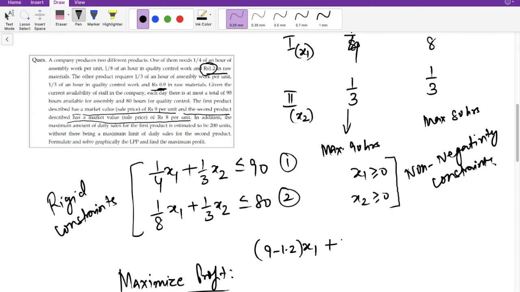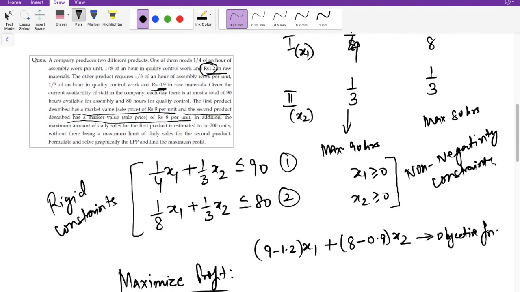Similarly, the profit per unit on the second product is 8, but the investment in the raw material is 1.9, minus 1.9, sorry, it's 0.9. So it is (8 minus 0.9) x2. And you want to maximize it, so it is your objective or objective function. It's a mathematical expression, that's why I use the word function, otherwise it's simply an objective.